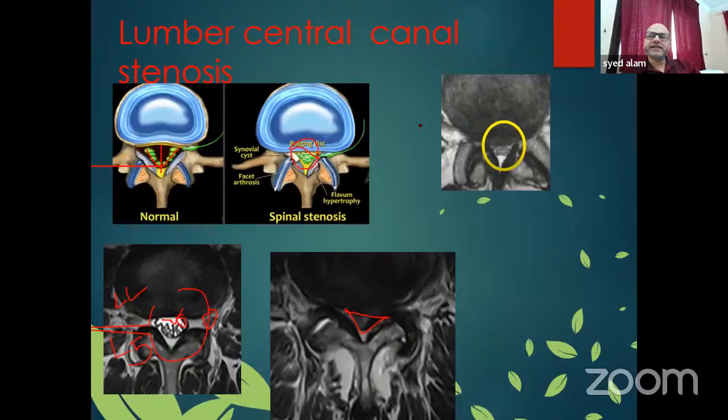If there is nothing, like in this case, so this is the disc, and these are the nerve roots, and this is the epidural fat. This is the epidural fat, and this is the ligamentum flavum. So see, the nerve root is clumped together. So this is central canal stenosis, and the patient will have claudications.